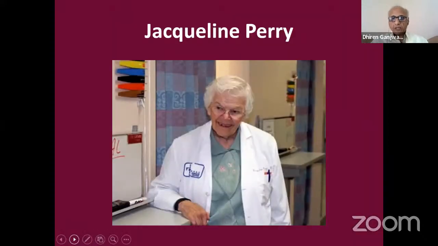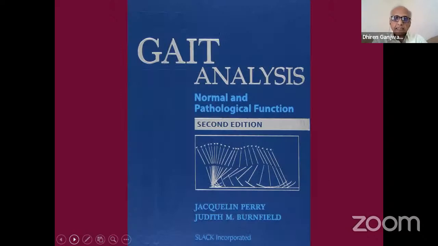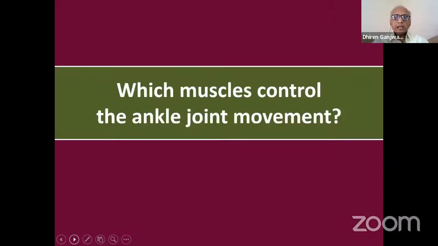And a great person, Jacqueline Perry, is the person who started describing human gait in great detail. I would recommend you read her book, Gait Analysis: Normal and Pathological Function. Many of the concepts in this lecture are based on what she has described in this book. So now coming to the most important question: which muscles control the ankle joint movement? This is where understanding the various muscles working at the ankle joint comes into play.